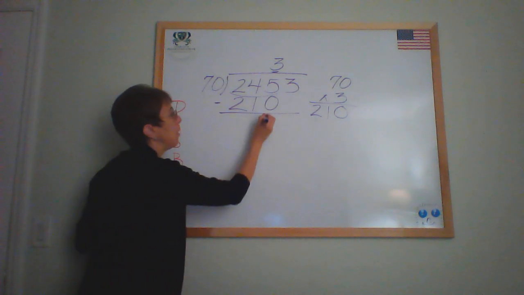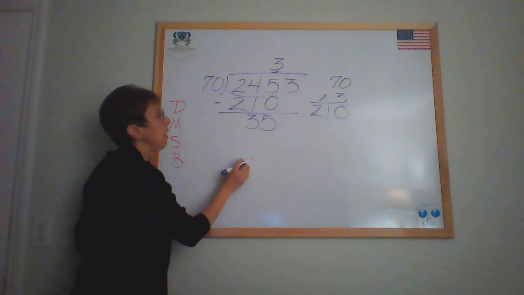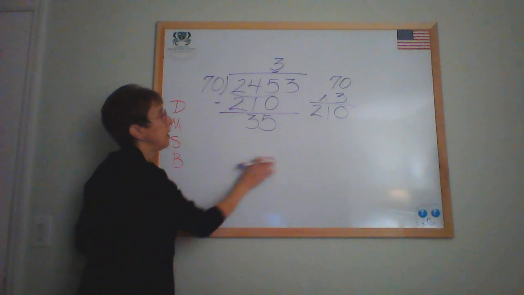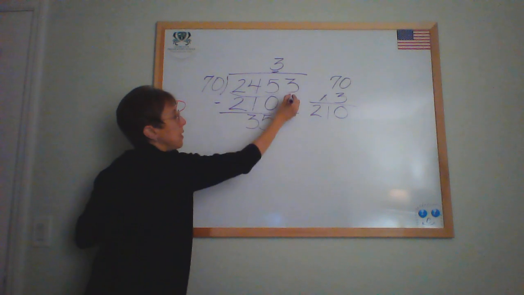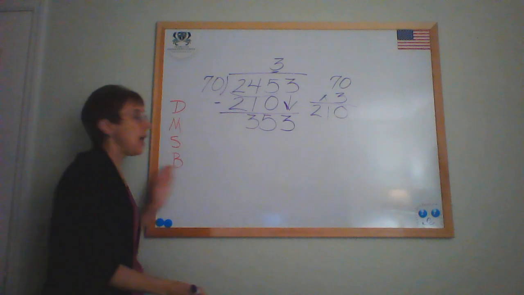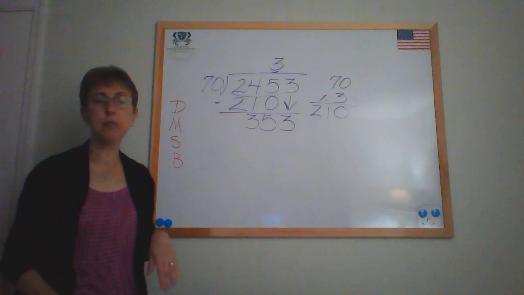5 minus 0 equals 5. 4 minus 1 equals 3. 35. 2 minus 2 is 0. We don't need to put a 0 out in front. But we're not finished. We have this other digit here, the 3. So we need to bring the 3 down. And now we have 353 divided by 70.